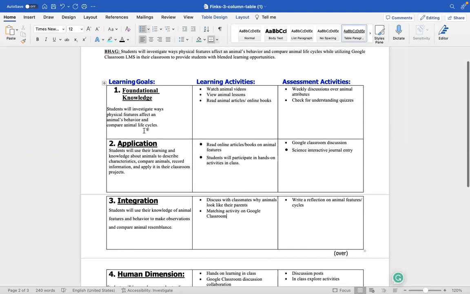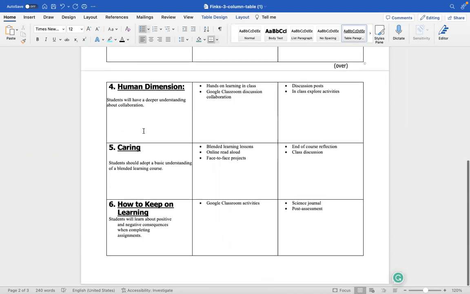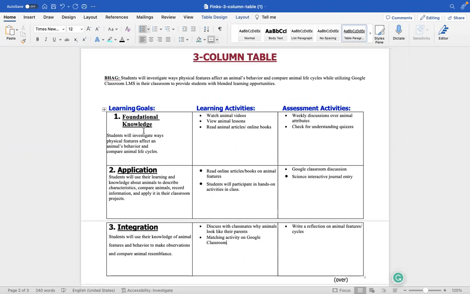Within this table, I was able to identify 6 learning goals, and each learning goal gives them an opportunity to understand what is being asked of them. The first goal was foundational knowledge. Students will investigate ways physical features affect an animal's behavior and compare animal life cycles. With that particular goal, the learning activities include watching animal videos, viewing animal lessons, and reading animal articles and online books. The way that the students will be assessed would be weekly discussions over animal attributes and check for understanding quizzes.